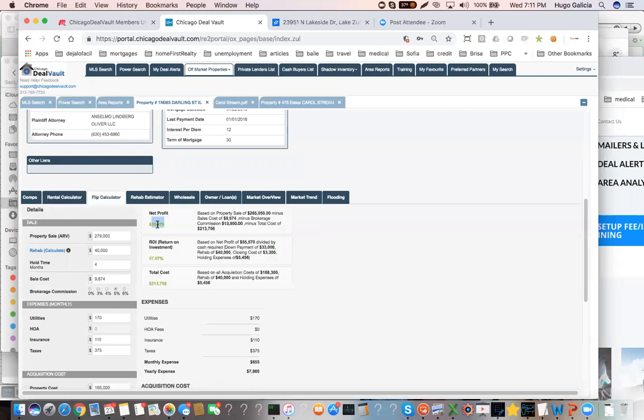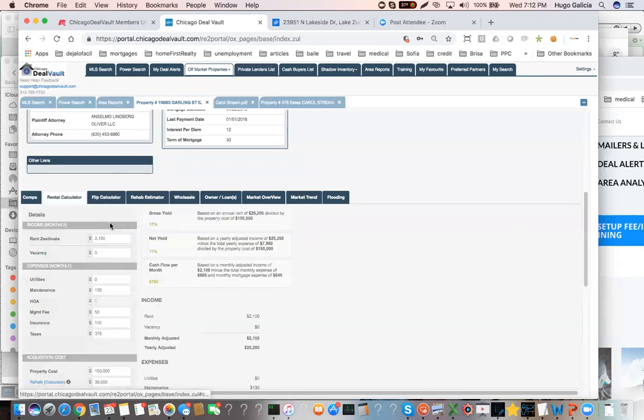Remember, you've got to make more than 20,000 on the flip. Otherwise, you can wholesale it. But our personal suggestion is you've got to make over 20,000 on the flip, and then obviously over 400 on the cash flow to go full speed with that particular deal.